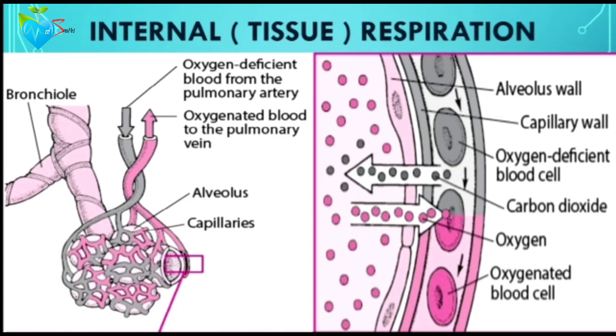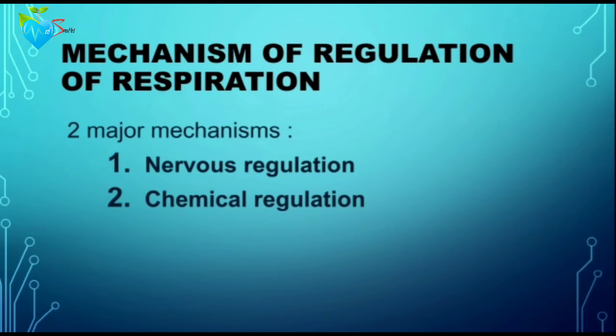Within cells, the metabolic reactions that consume oxygen and give off carbon dioxide during the production of ATP are termed cellular respiration. There are two major mechanisms of regulation of respiration. One is nervous regulation of respiration and the other is chemical regulation of respiration. Chemical regulation of respiration depends on the concentration of carbon dioxide in blood, the concentration of hydrogen ions or pH, or the concentration of oxygen in blood.